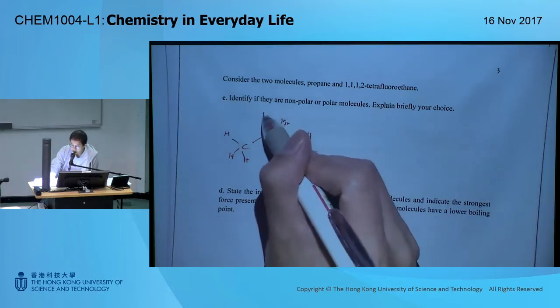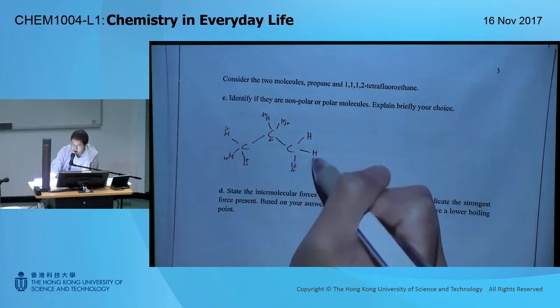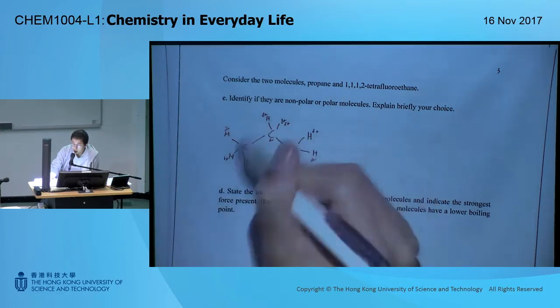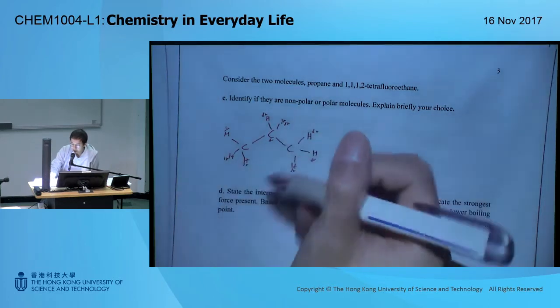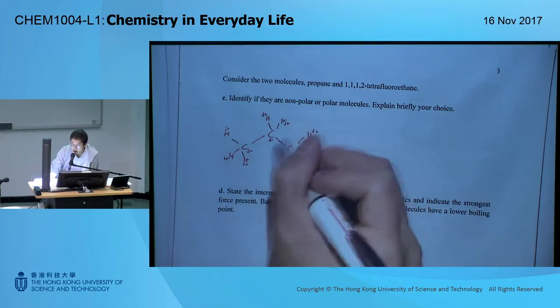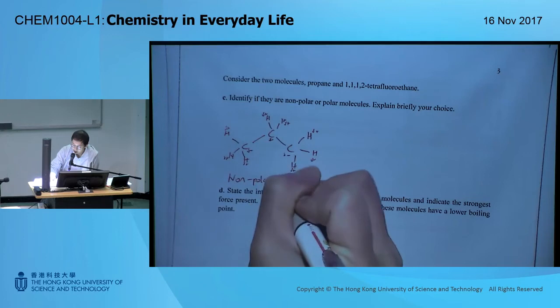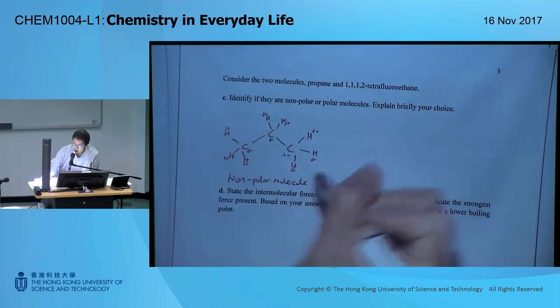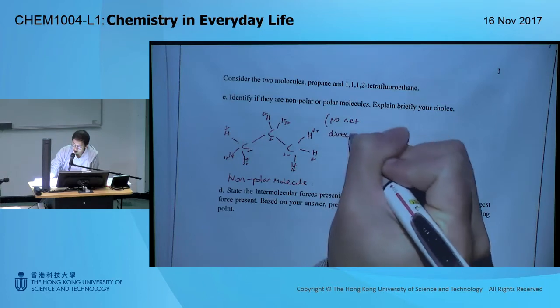Everything on the outside is hydrogen, so it's slightly positive all the way around. Okay, so there's no overall net dipole in the molecule. It's all cancelled out by each other. There are the negatively charged carbons on the inside, but a very small dipole. Okay, so this is a non-polar molecule. There are no net directional charges.